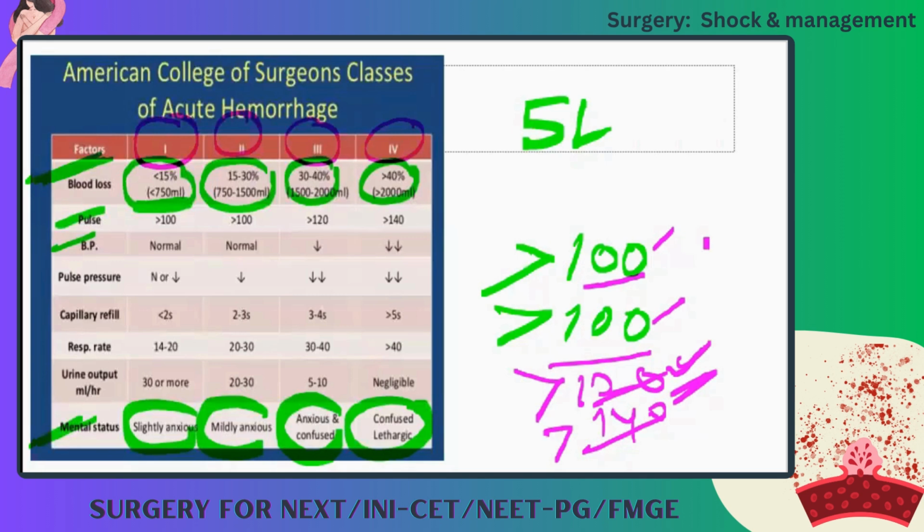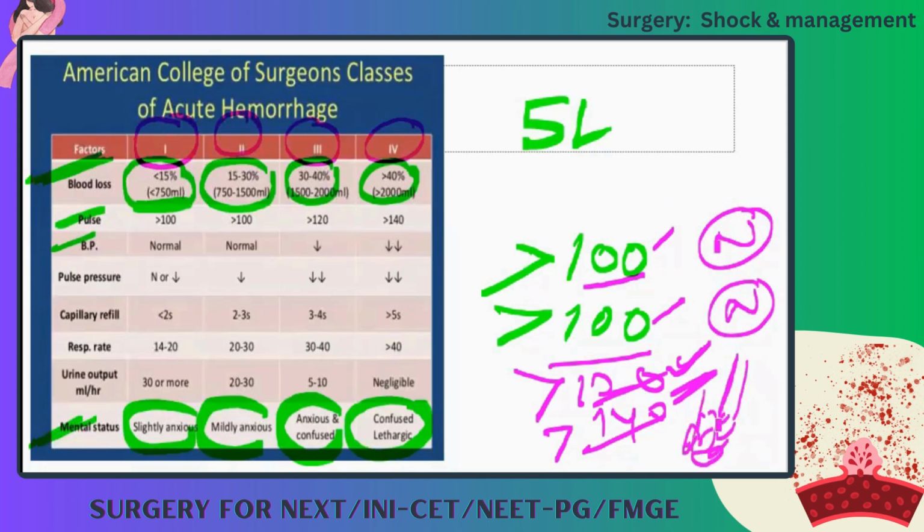And see the BP. In class 1 it is normal, class 2 also it is normal. Class 3 and 4 it starts decreasing. In class 4 it is grossly decreased. The patient will have hypotension. So these 4 points you have to remember from this table: less than 15, 15 to 30, 30 to 40, more than 40.